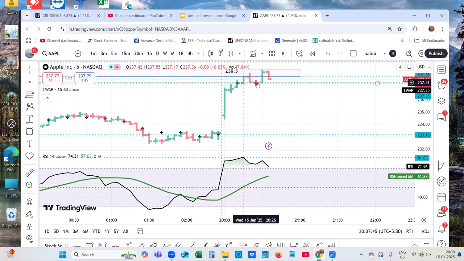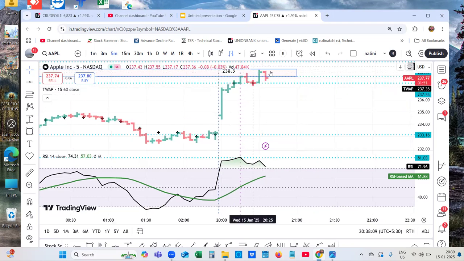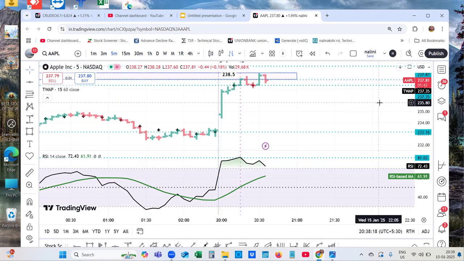It could cost you very much because you could get stopped out. The reason is that the RSI made a high here and it did not come below this TWAP average price. There was no follow through in this candle. And you can clearly see the price came to the resistance level over here. It made a high of 238.25. That is the resistance area marked over here.